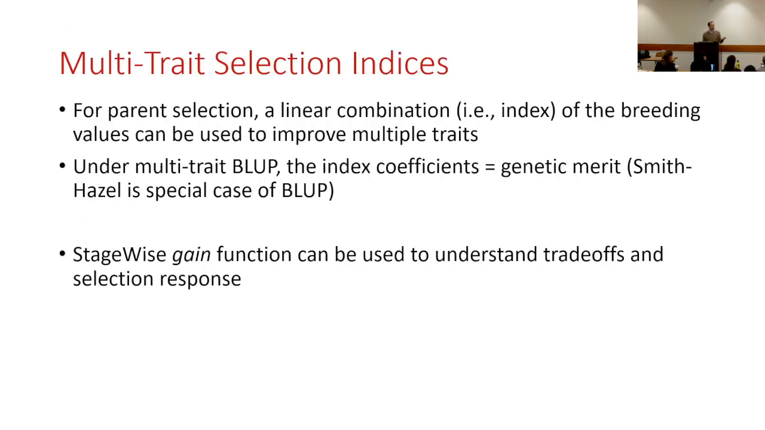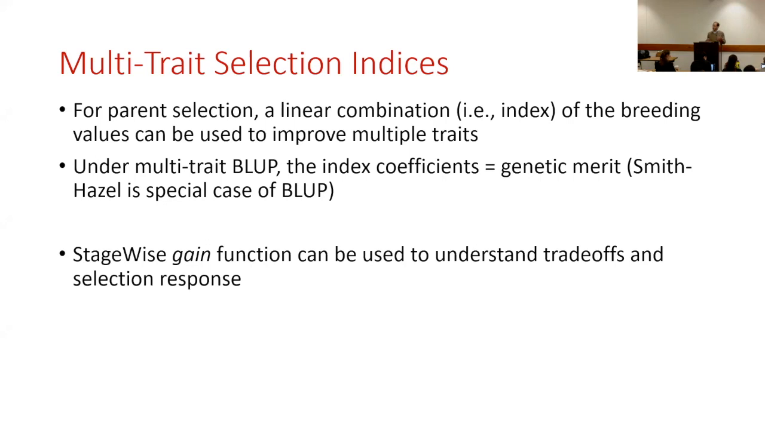There are different ways of trying to deal with this, but one is to use a multi-trait selection index to weight your traits and avoid these kinds of undesirable correlated trait responses. Particularly for parent selection, this is a very practical way of doing it. Because the analysis is a multi-trait BLUP, the index coefficients are the genetic merits. Whatever genetic merit you want to assign in units of standard deviation, those are the coefficients of the index. You don't have to do any additional analysis.